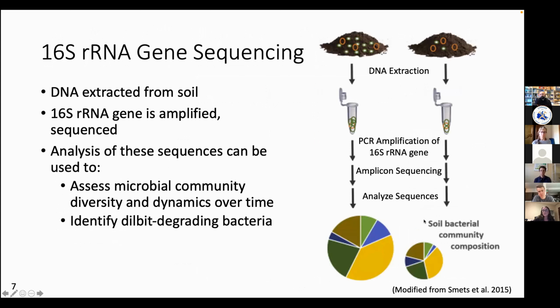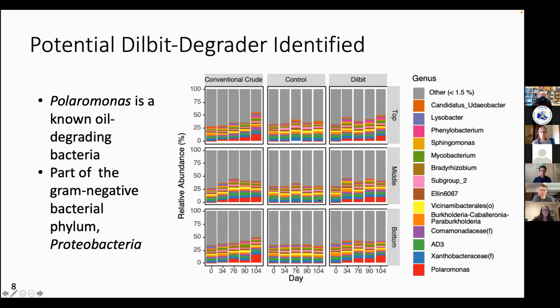So now that we had the radiocarbon data confirming that there was biodegradation, I wanted to get a more detailed look at the microbial community, so find out which bacteria were really thriving in a dilbit contaminated environment. To do this, I extracted DNA from the mesocosm soil samples and amplified the 16S ribosomal RNA gene. And then those amplicons were sequenced and analyzed using bioinformatics. And the results of the sequencing are visualized here in this taxa bar plot.